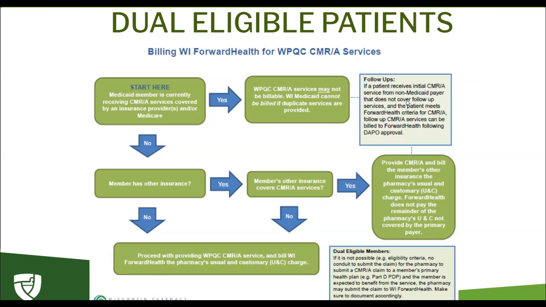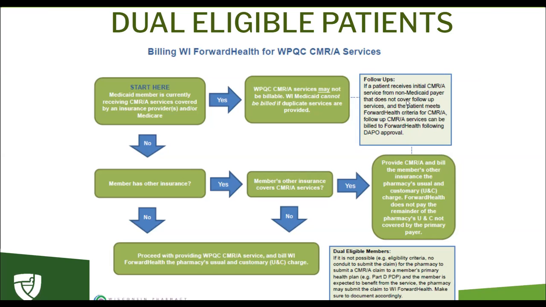Going back to the start here, if they don't have other insurance, then we'll go on down. Member has other insurance, no, we'll go to the bottom there. Proceed with providing WPQC CMR. So you can just keep on going. If there's no other insurance, then we're good. Member has other insurance, like we said, but they're not listed in Outcomes, then we can continue on and do it with WPQC. If the member's insurance, again, we said, is listed in Outcomes, we'll take it down.